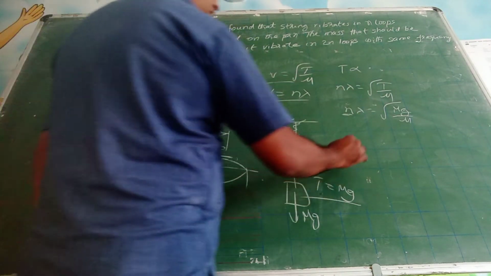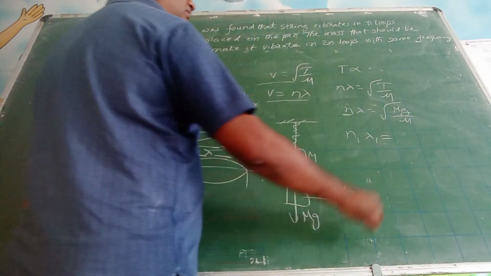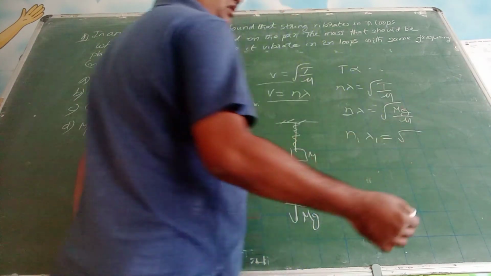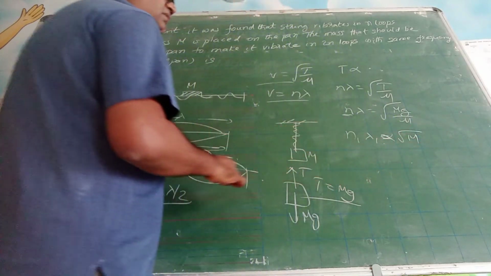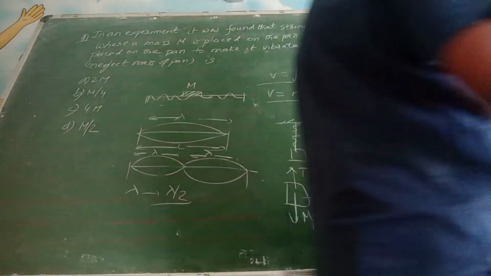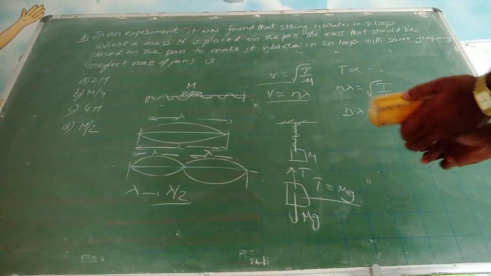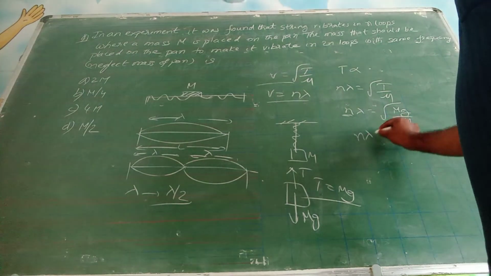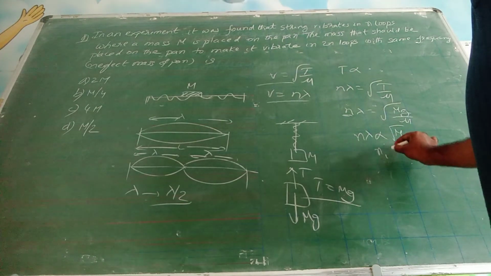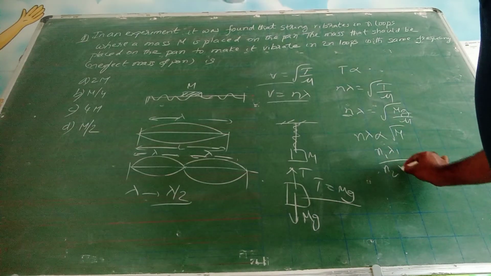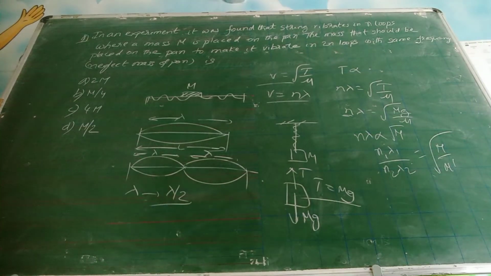Okay, so if I write this, n1 lambda 1 is equal to, g by mu is a constant, so I am ignoring that, is proportional to mass. N lambda is proportional to mass. So here, what are you getting? You are getting g by mu is a constant. N lambda is proportional to the root of mass. So can we write like this? N1 lambda 1 by N2 lambda 2 is equal to root over m divided by m dash.